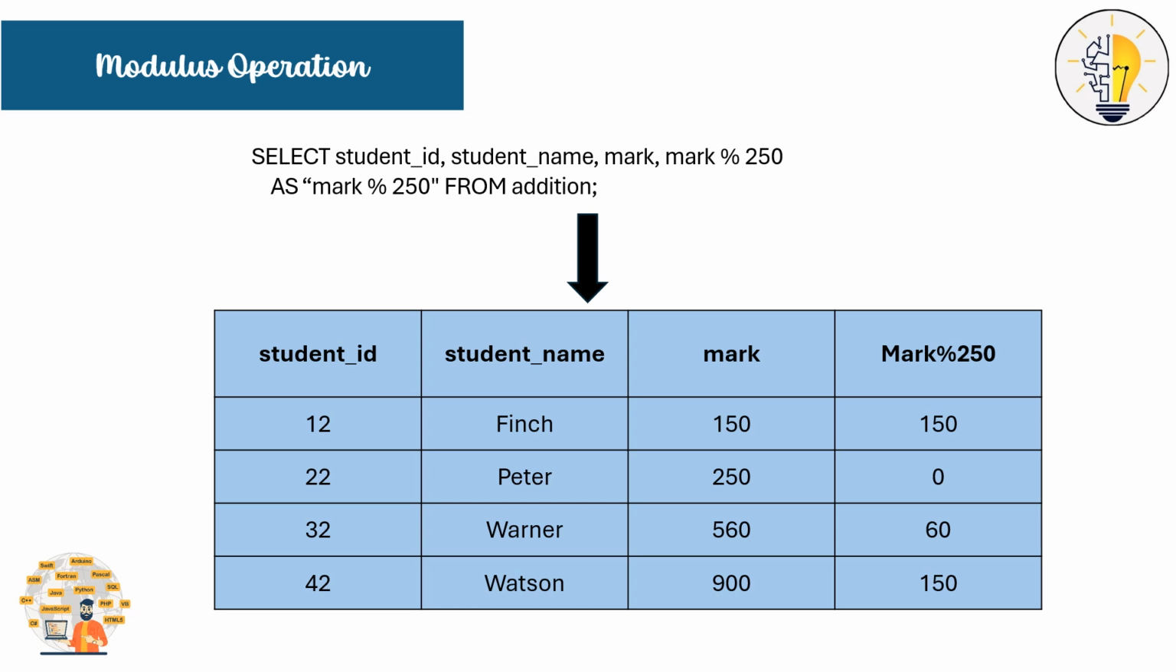So 0. 560 divided by 250, what happens is 250 into 1 is 250, 250 into 2 is nothing but 500. So the remainder will be 60, that is specified here. 900 divided by 250. 3 times it is 750. The remainder will be 150. So the remainder of each database value divided by a particular modulus value will give you the modulus of that value. Yes, this is modulus of one column.